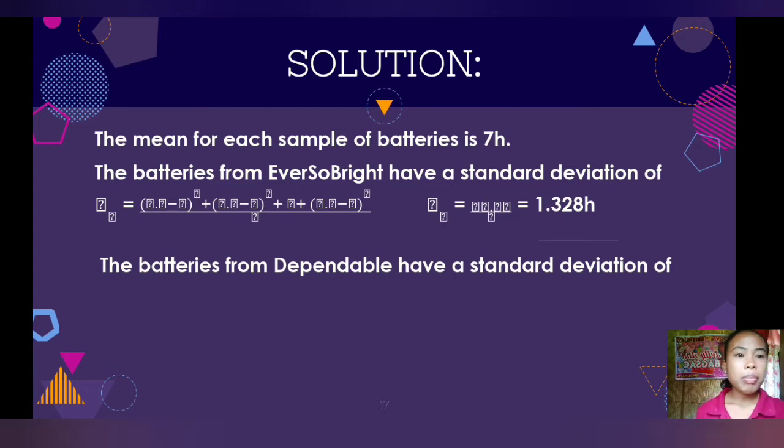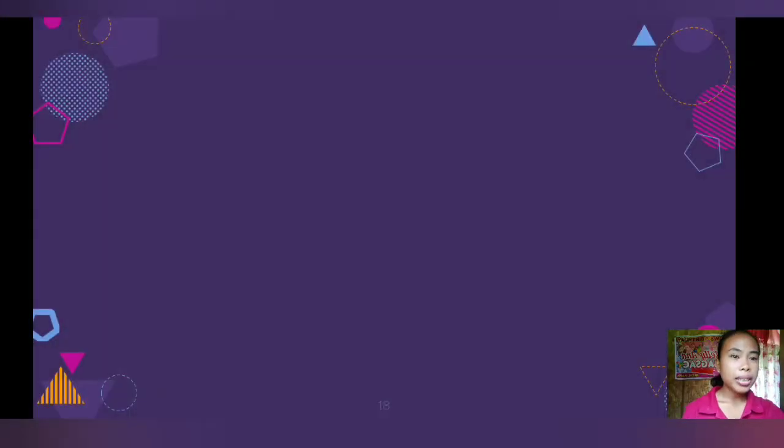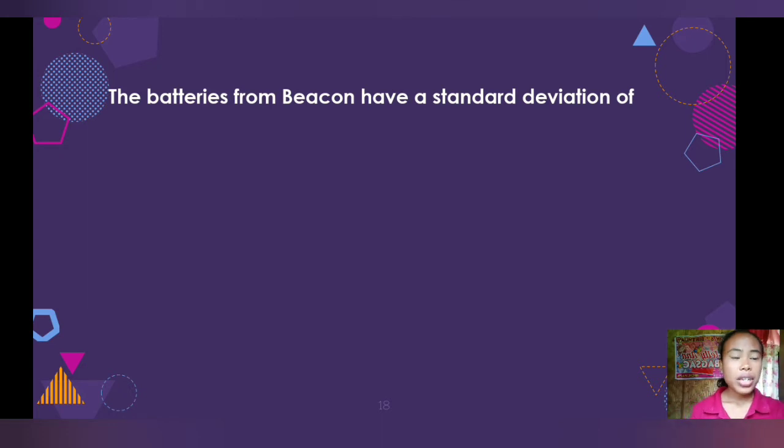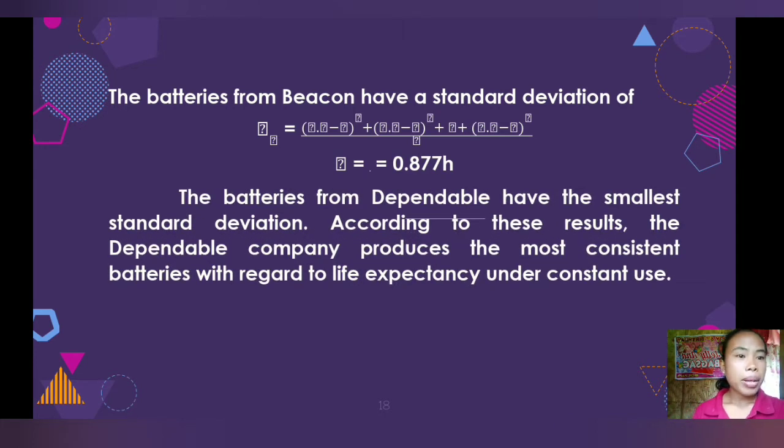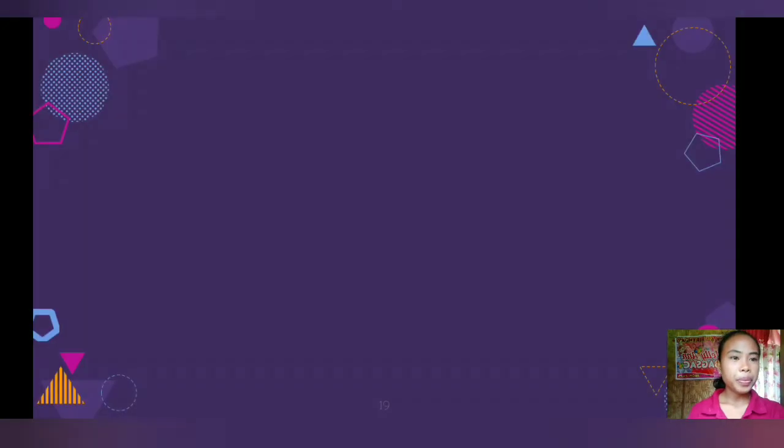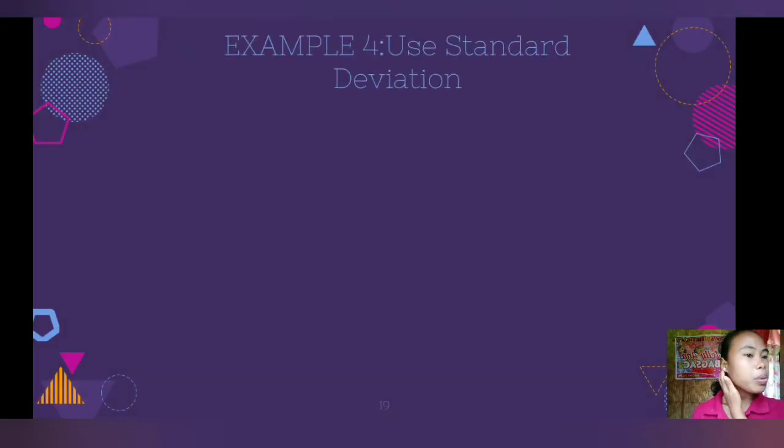The batteries from Dependable have a standard deviation of 0.719 hours, while the batteries from Bacon have a standard deviation of 0.877 hours. So in conclusion, the batteries from Dependable have the smallest standard deviation. According to this result, the Dependable company produces the most consistent batteries with regards to life expectancy under constant use. So here is another example to get the standard deviation.